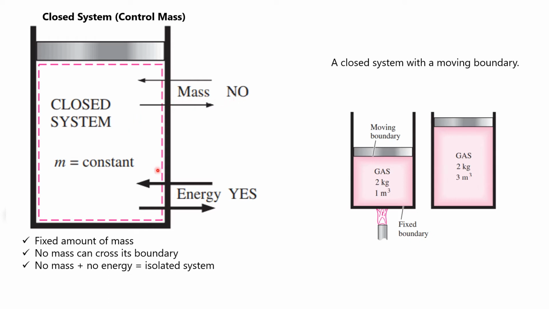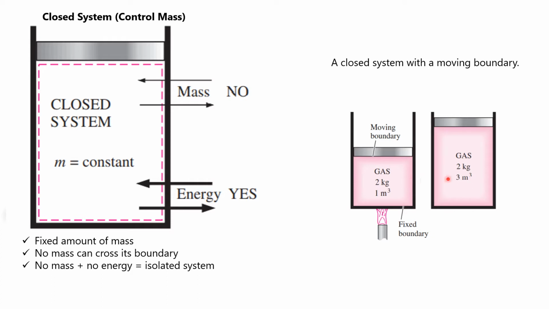But energy in the form of heat or work can cross the boundary, and the volume of a closed system does not have to be fixed. In a special case, when no mass and no energy can cross the boundary, it is called an isolated system. Consider the piston cylinder device as shown in the figure.